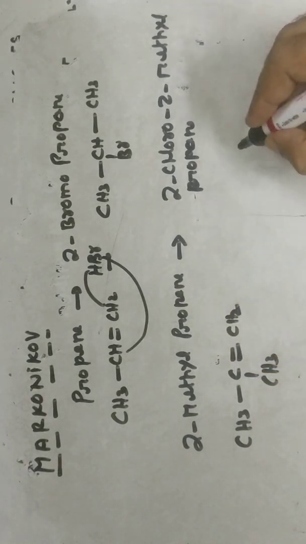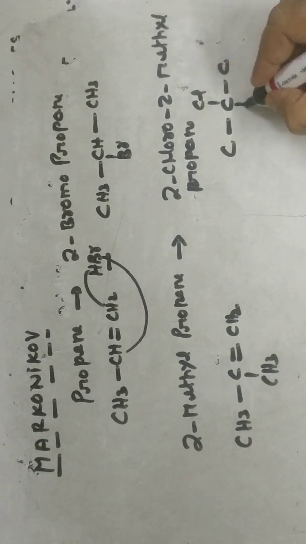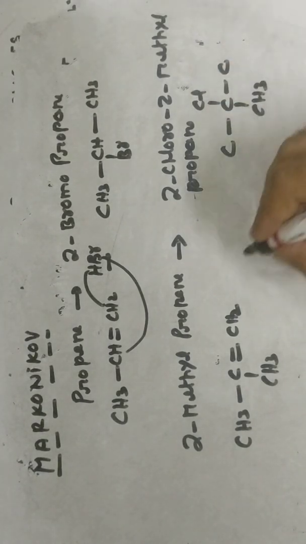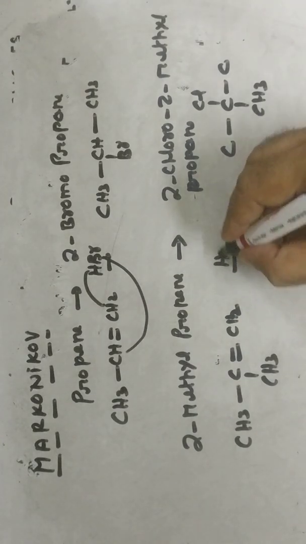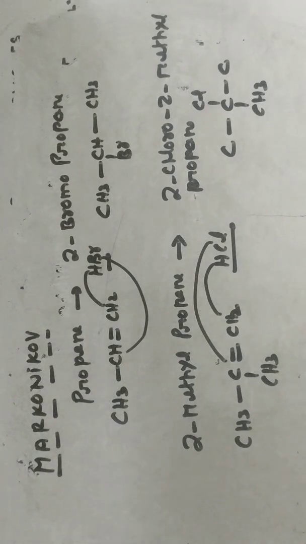We want to get 2-chloro-2-methylpropane. We want to put Cl at the second position. So simply add HCl. H will add over here, Cl will add over here, Markovnikov addition, and you will get 2-chloro-2-methylpropane. So if you want to place hydrogen on the carbon which has more number of hydrogens, you have to use the Markovnikov rule, and you can use HCl, HBr, HI depending upon what halogen you have to attach.